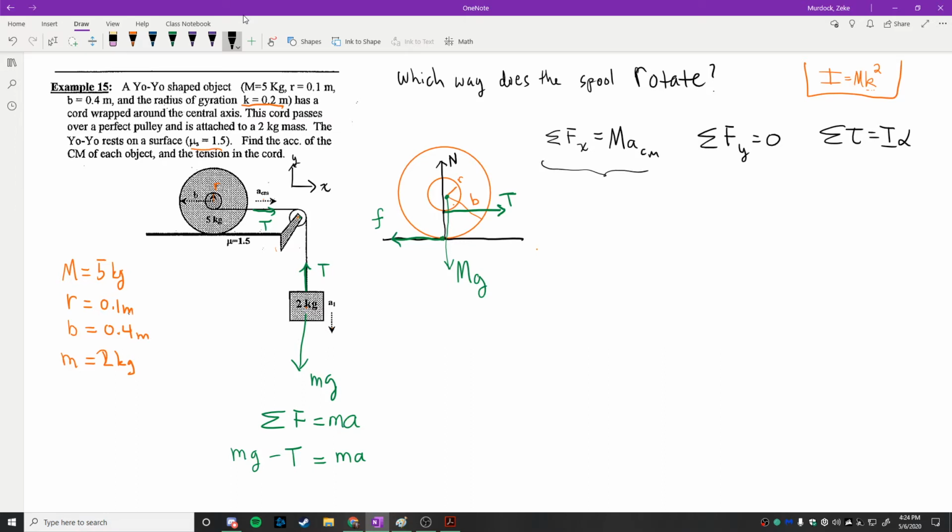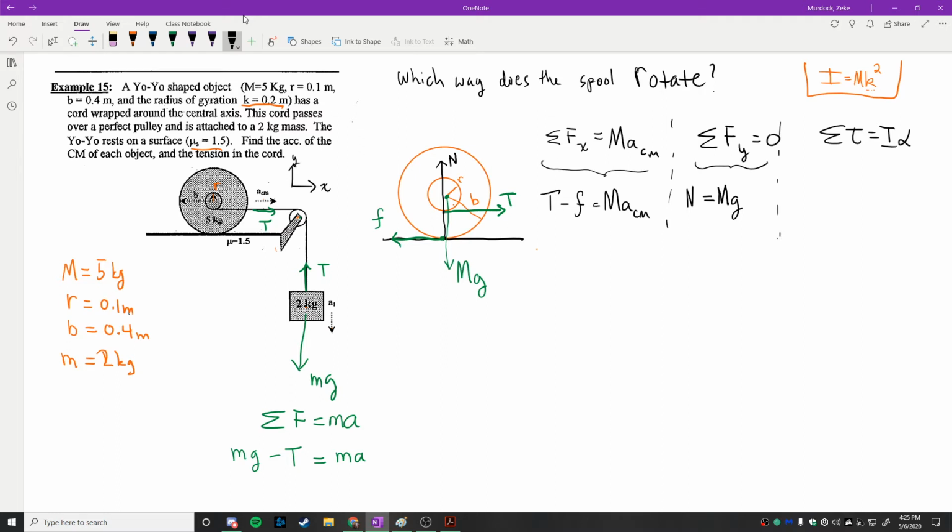For this one, we're going to get T minus F is equal to M A_CM. For this equation, I'll just skip a step and say it's basically going to tell us that capital N is equal to the mass of the object times gravity.